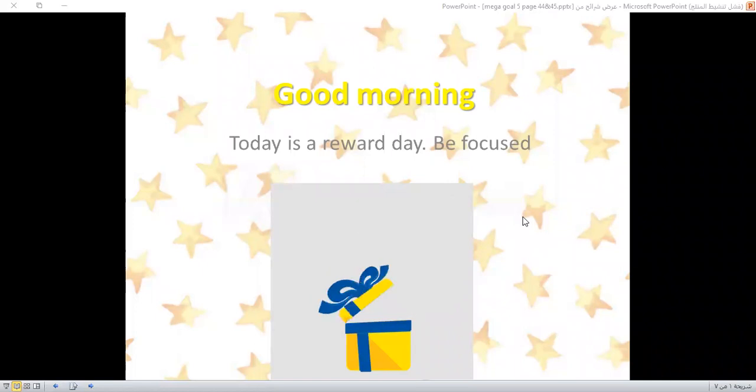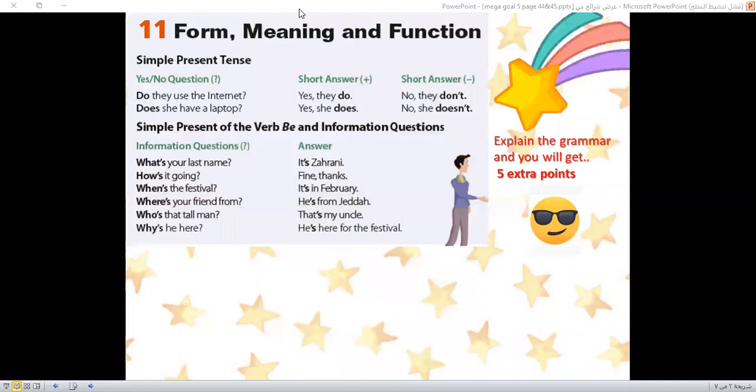Okay, the first thing that we have here, we have two parts of the grammar. We have yes or no questions, simple present as in yes or no questions, and the simple present of verb to be and information questions. So part one and part two. Okay, you choose one part and explain it to us. If you do this, you will get 5 extra points. Who wants to do that?